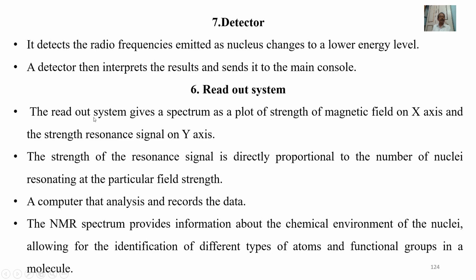The readout system gives a spectrum as a plot of strength of magnetic field on the x-axis and the strength of the resonance signal on the y-axis. The strength of the resonance signal is directly proportional to the number of nuclei resonating at a particular field strength. A computer analyzes and records the data. The NMR spectrum provides information about the chemical environment of the nuclei, allowing for the identification of different types of atoms and functional groups in a molecule.